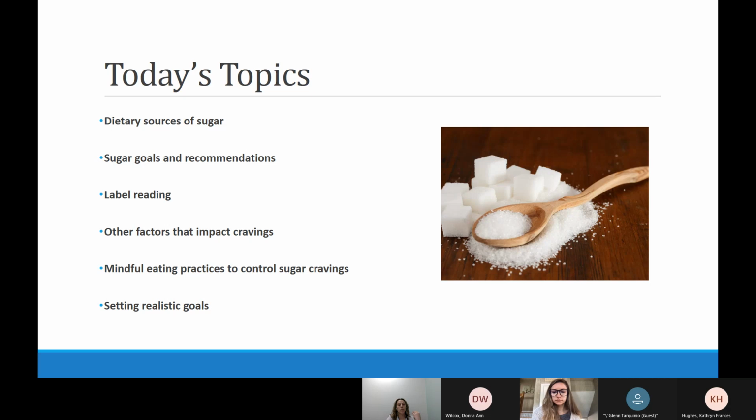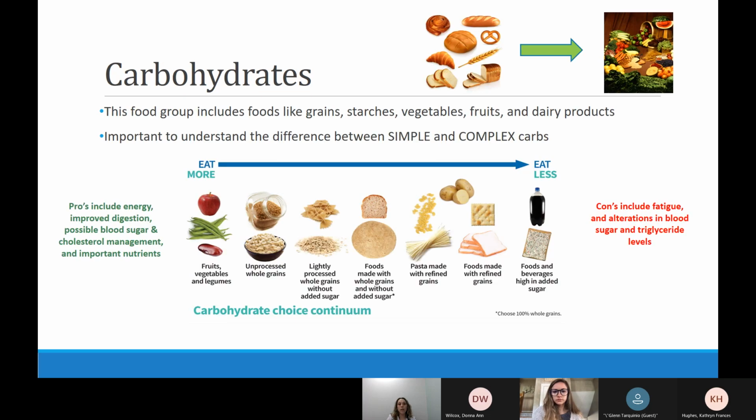So today we're going to talk mostly about sugar. And of course, sugar is a carbohydrate. We'll get to that in a moment. We're going to go over dietary sources of sugar, some goals and recommendations relating to sugar, how to read the label and interpret the total carbohydrate, fiber, and sugar section of the label, as well as the ingredients for sugar, as well as some factors that impact cravings and how we can control those and set realistic goals for managing our sugar consumption. But when talking about sugar, we must first go over carbohydrates, as sugar is a carbohydrate, right?